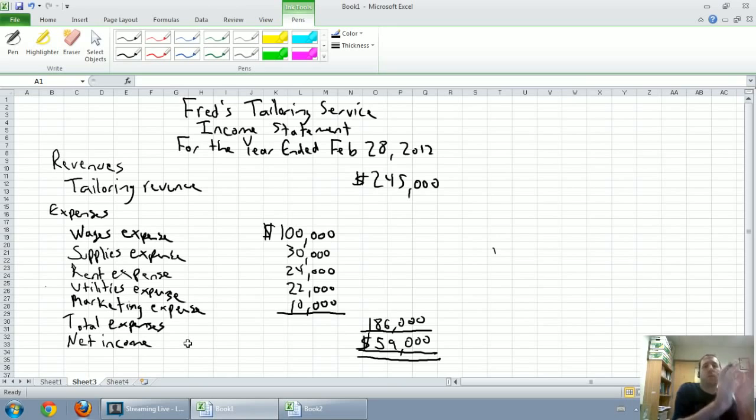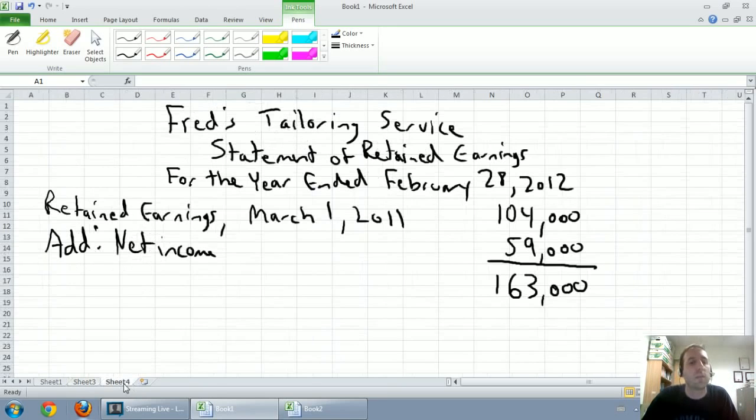You'll notice on our income statement, I use lists and totals, and I have the totals offset to the right, and my lists of numbers offset to the left. In the statement of retained earnings, everything is offset to the right if you're looking at it on a page.